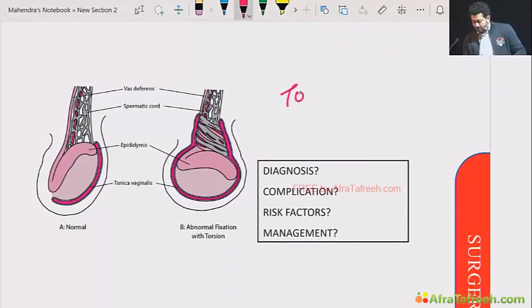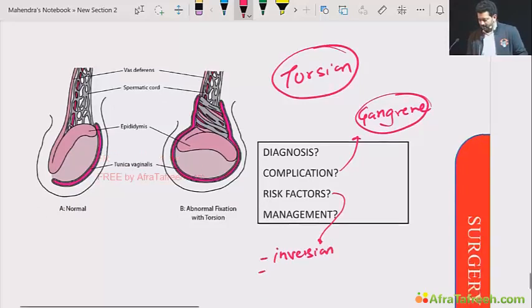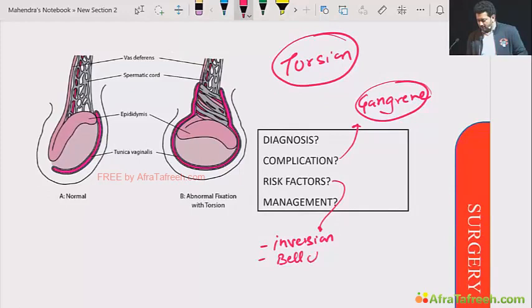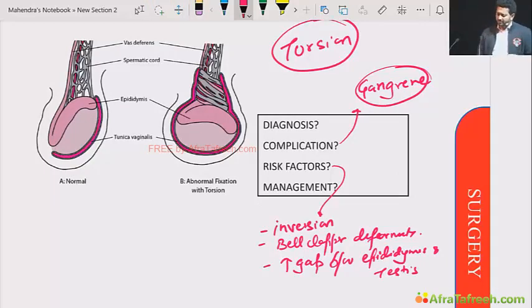This is torsion of testis. Complication: if you don't do the surgery within 6 hours, it can lead to gangrene of that side testis. Risk factor, inversion of testis. Okay, bell clapper deformity, when the tunica vaginalis is inserting higher up into the cord, and there is increased gap between the epididymis and the testis. Usually the age group in which you will see this is 10 to 25 years.